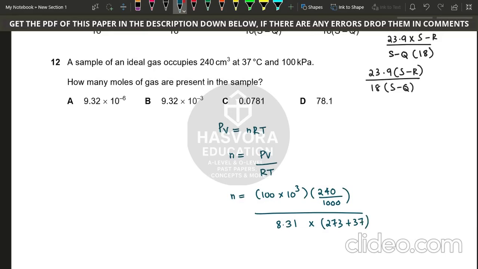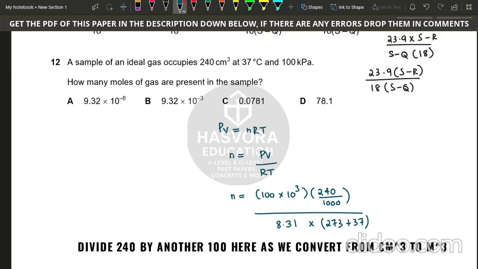Okay, so let's calculate this. 100 into 10 power 3 into 0.24 divided by 8.31 into 273 plus 37. So it will give you the answer of 9.32 into 10 power minus 3. Okay, so let me just check one more time.